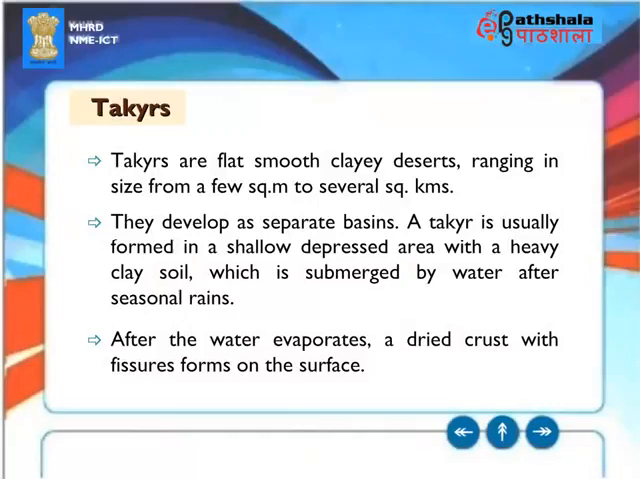Takyrs. Takyrs are flat, smooth, clayey deserts ranging in size from a few square meters to several square kilometers. They develop as separate basins. A takyr is usually formed in a shallow, depressed area with a heavy clay soil which is submerged by water after seasonal rains. After the water evaporates, a dry crust with fissures forms on the surface.